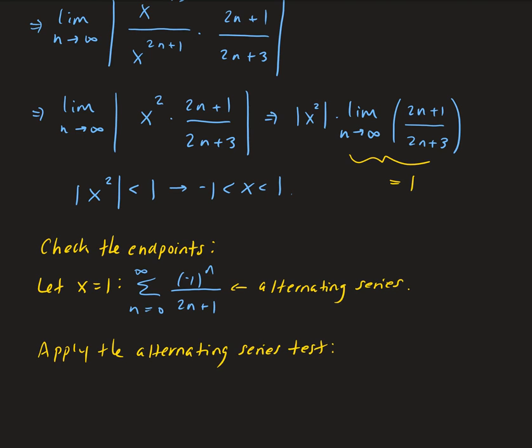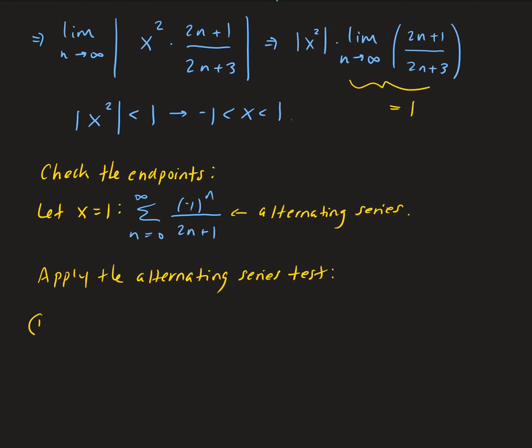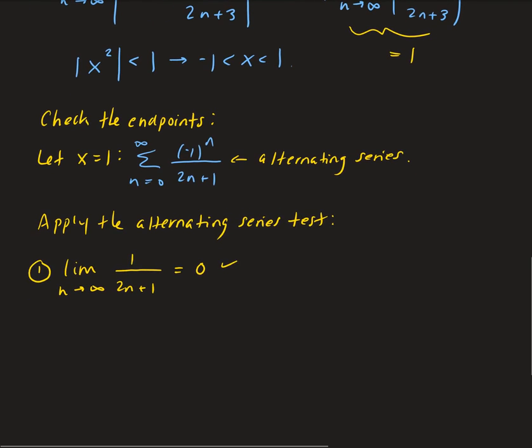All right, so we need to check that the limit as n approaches infinity of 1 over 2n plus 1 is going to 0. That's the first condition.